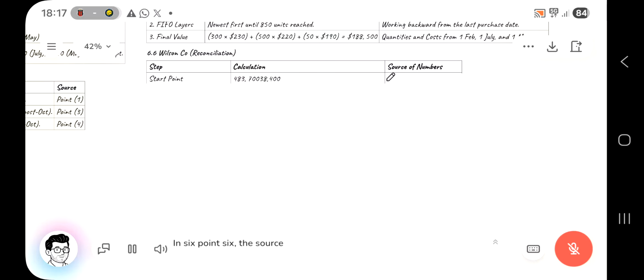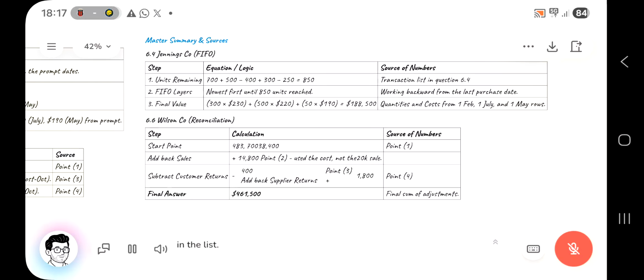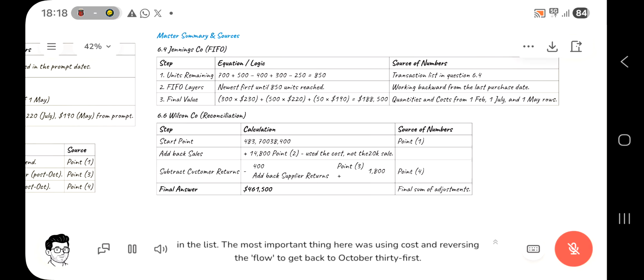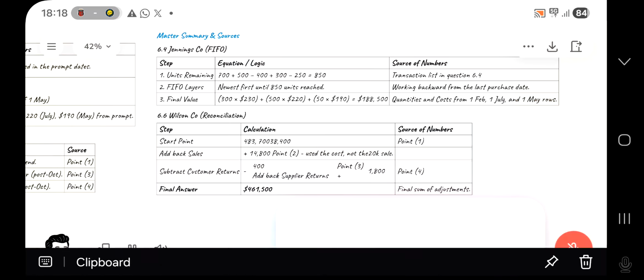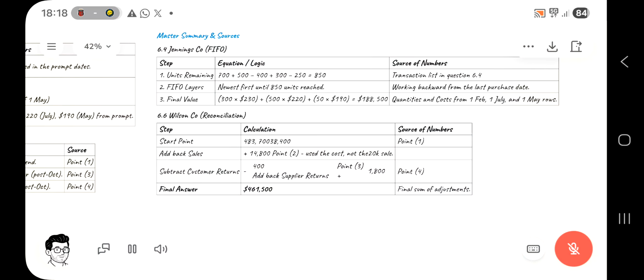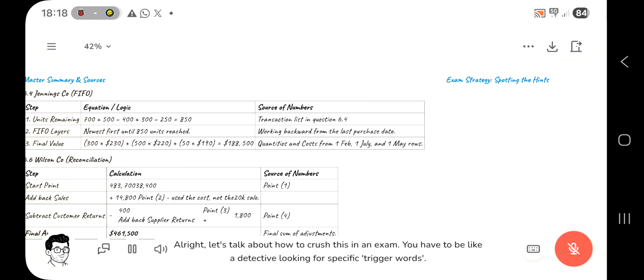I've dropped those 3 flashcards at the bottom for your revision. How are you feeling about these 2 problems now? Any other part of the homework you want to hit? All right. How to crush this in an exam.